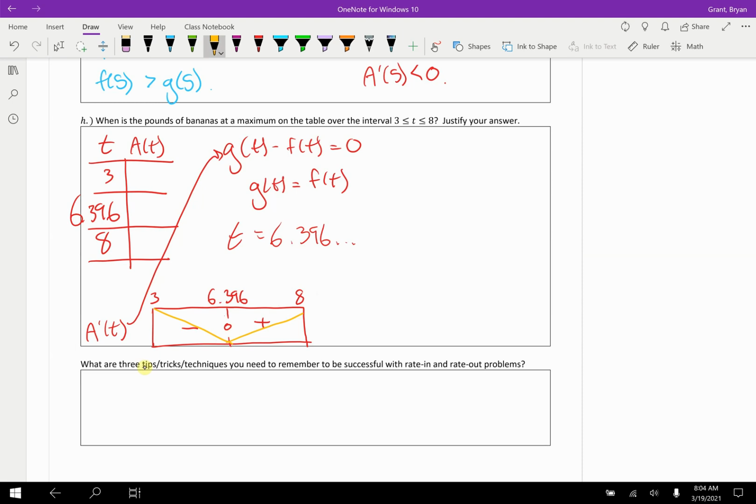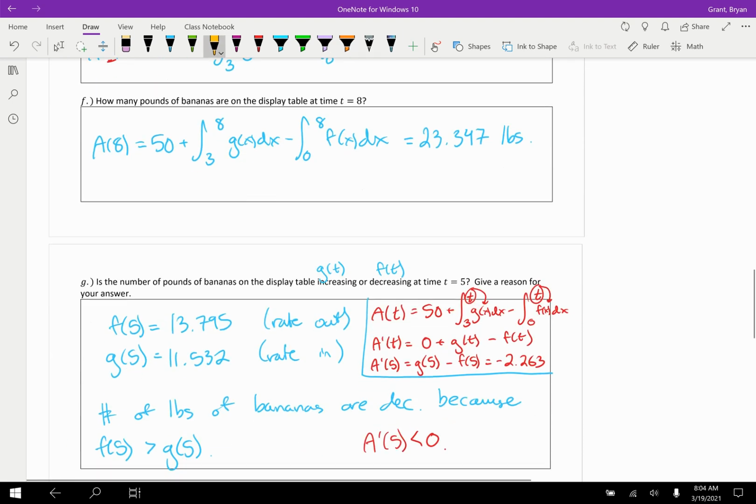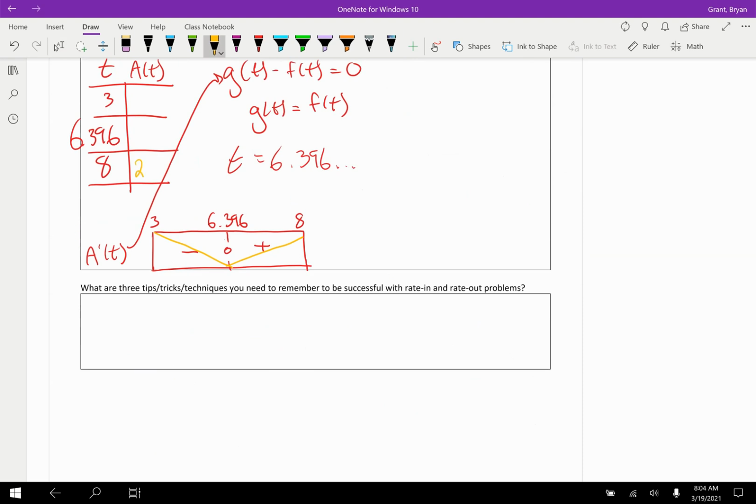So we are actually going to go through and find each of these. Luckily, we already found 8 earlier, 23.347. We do need to find these other two. So let's get to it.